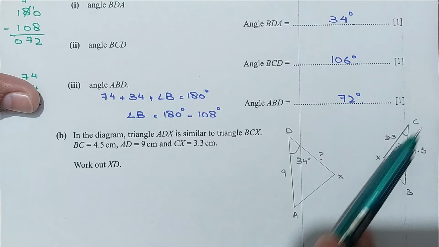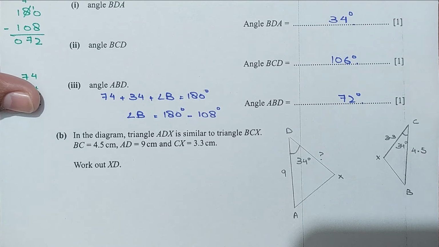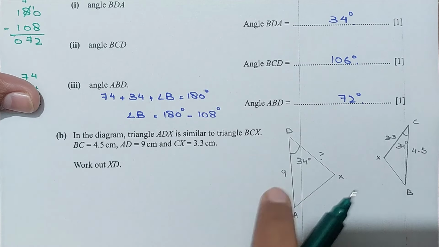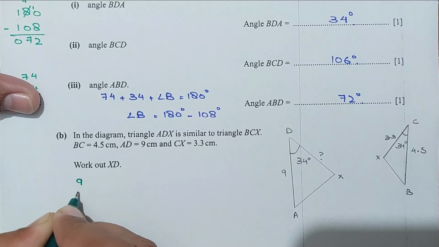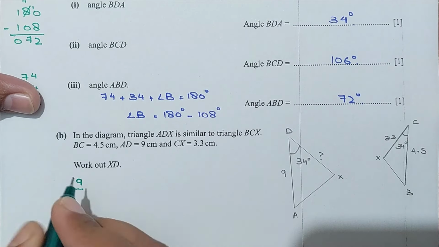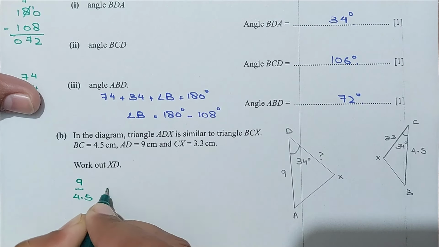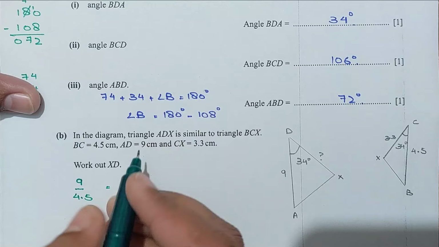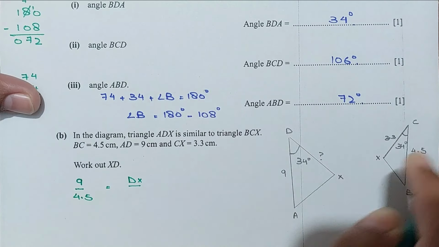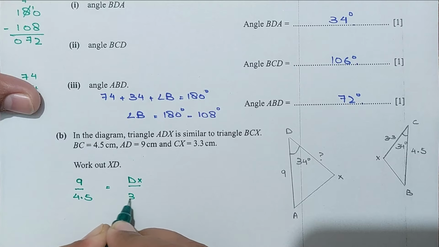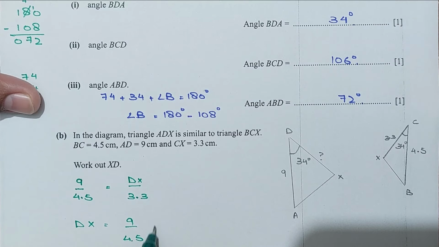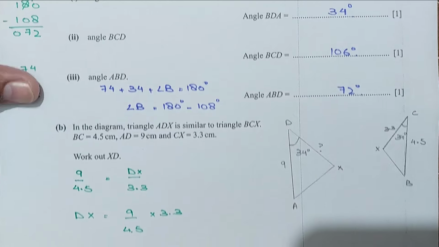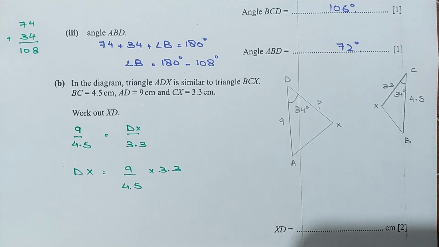So DA and BC, the ratio of these two sides. DA is 9 and the other side is 4.5. This would be equal to the corresponding side DX over the corresponding side 3.3. Let me solve for DX. DX would be 9 over 4.5 multiplied by 3.3. Basically, we are multiplying by 3.3 on both sides to get DX, right?